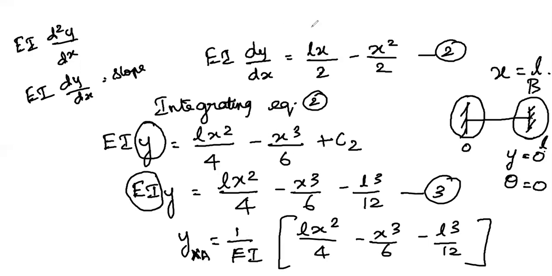So our ultimate aim is to find the influence line ordinate. You know the influence line ordinate is given as yxa divided by yaa. Now you found the value of this yxa. Previously we found that only.